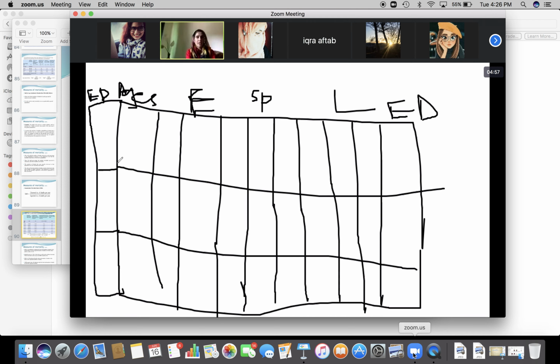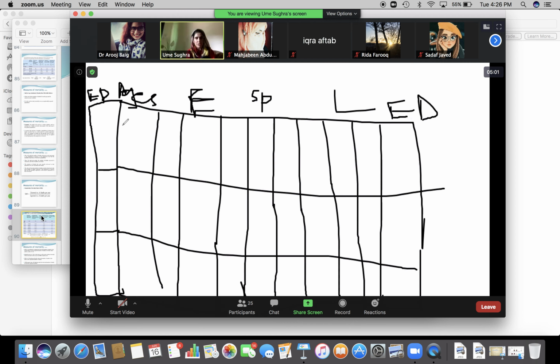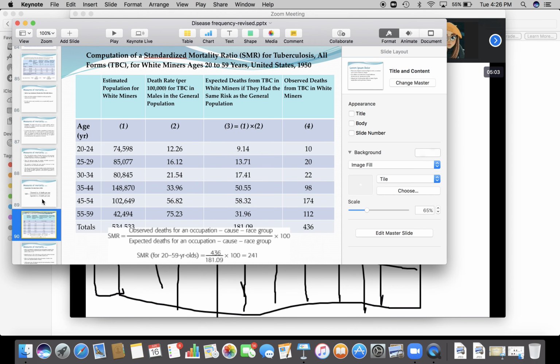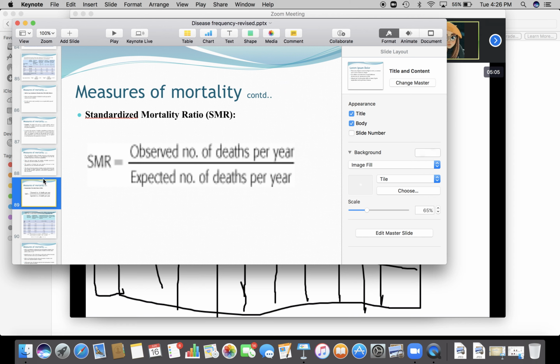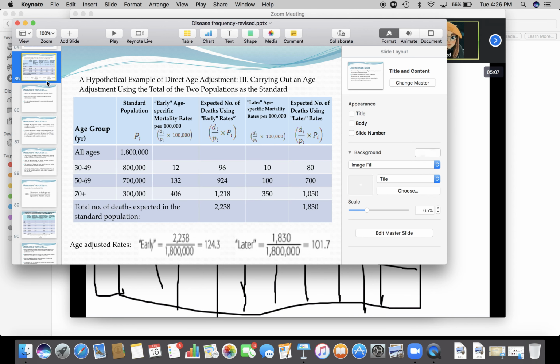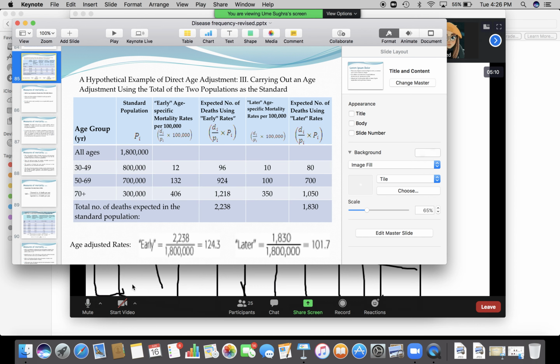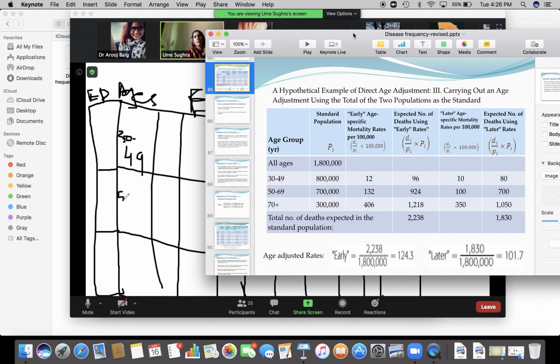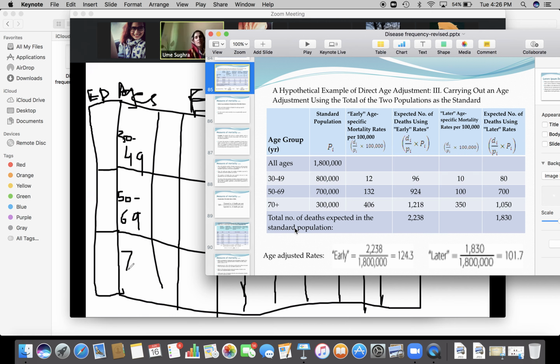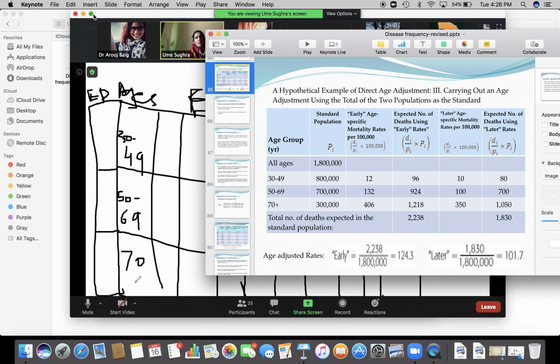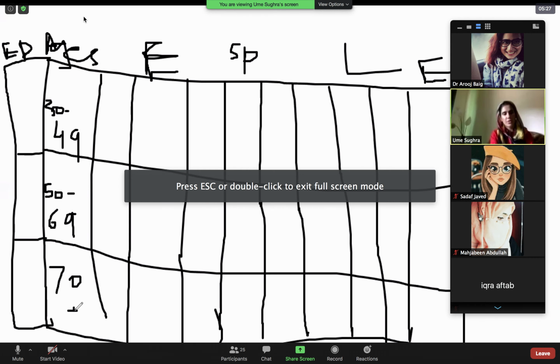Now, in this age category, we had our age groups of 30 to 49 probably. Yes, 30 to 49. And here we had 50 to 69, and here 70 plus. Okay, so these were the ages.